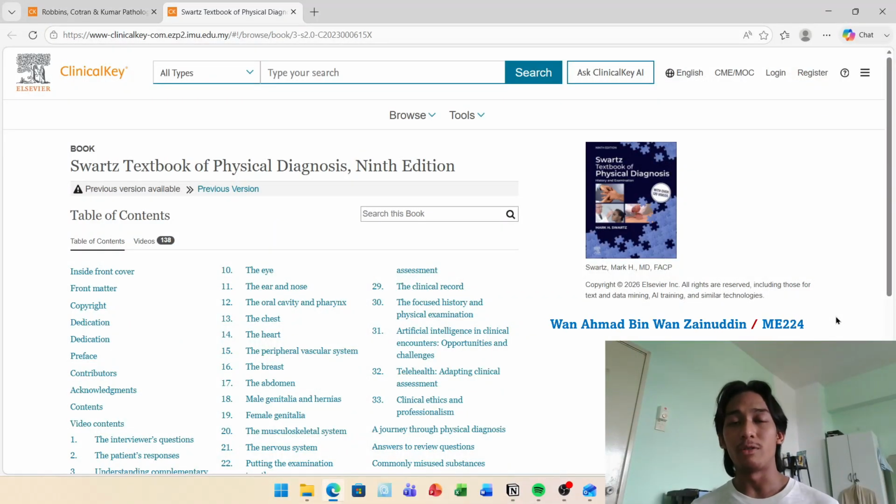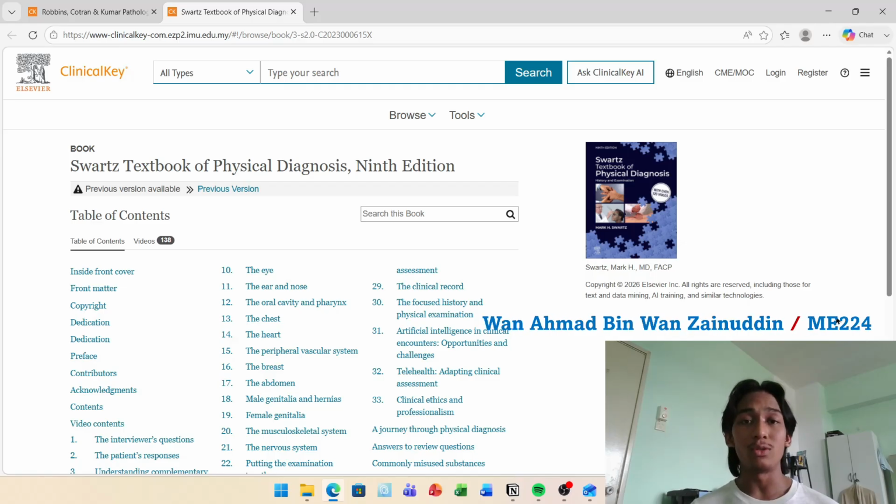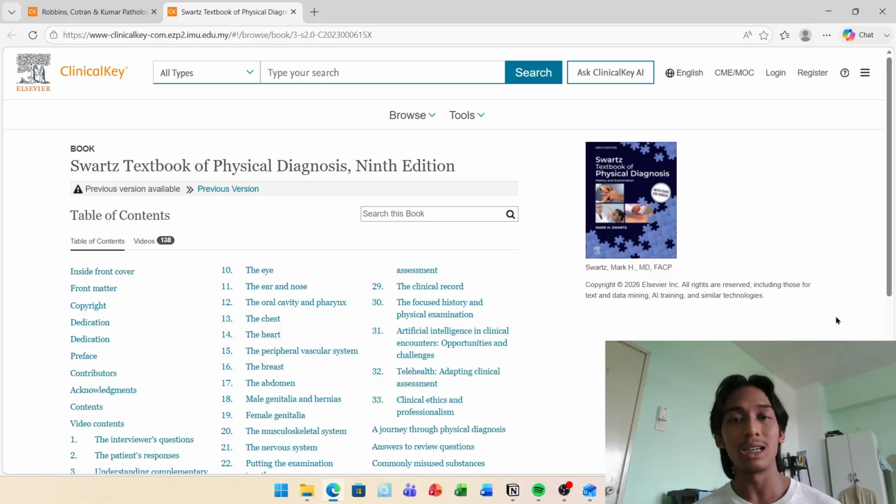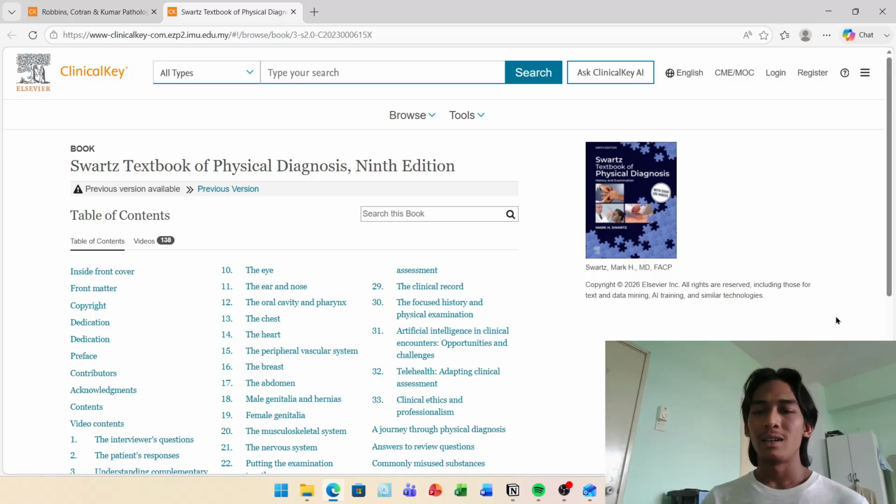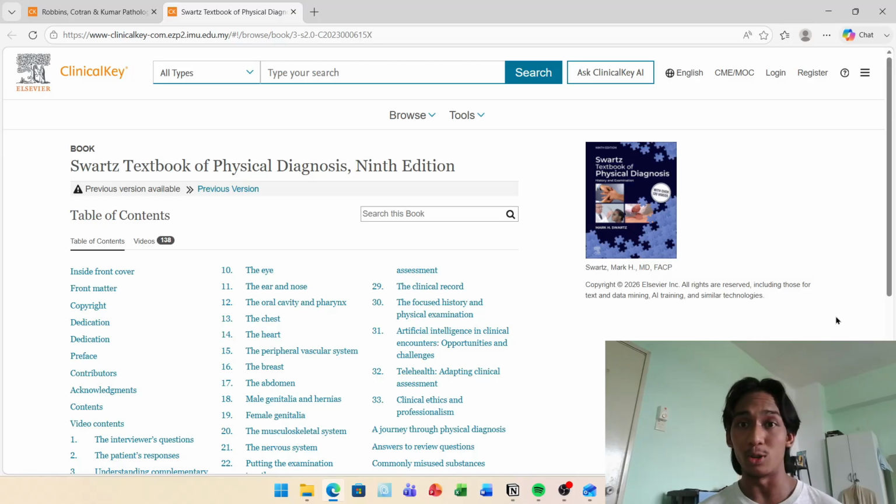I'm a medical student from IMU, and I would like to bring you this book review on Swartz textbook of physical diagnosis, the ninth edition. All right. So first things first, what do I personally like about this book?